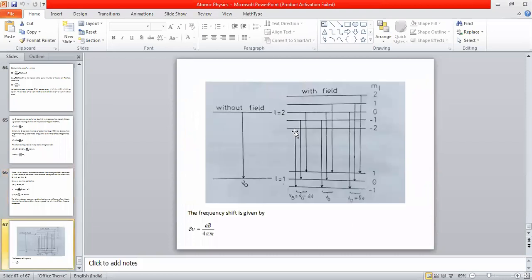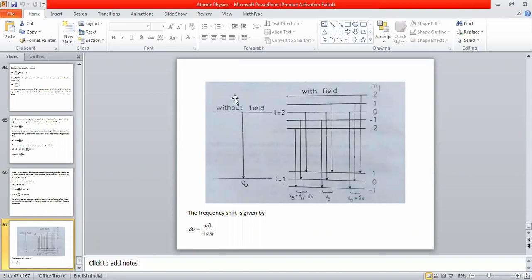So I have put up the picture, look. This is the transition that is actually responsible for the normal Zeeman effect. The lower state on the left side corresponds to L equal to 1 and the upper line corresponds to L equal to 2 state. L equal to 1 single energy state, L equal to 2 single energy state.